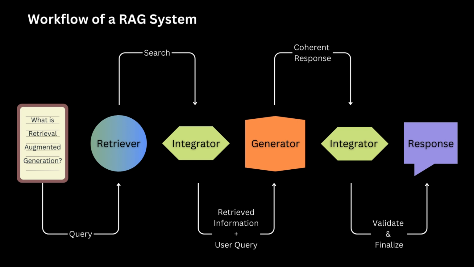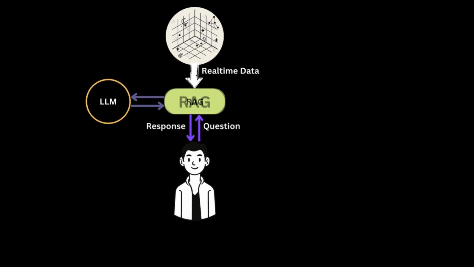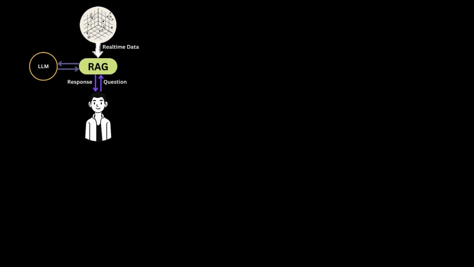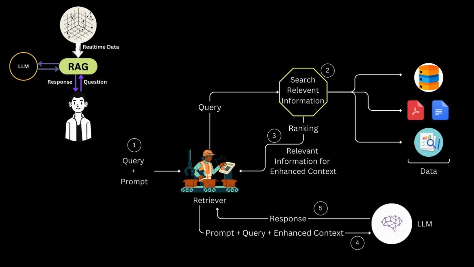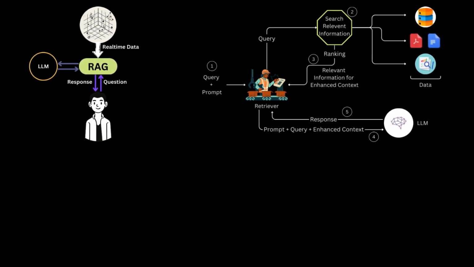This workflow ensures that the response generated by the RAG system is not only accurate and relevant, but also contextually rich and up-to-date, leveraging real-time information retrieval and advanced language generation capabilities. Congrats! Now you have an understanding of what is Retrieval Augmented Generation, its fundamental concepts, information retrieval and natural language generation, and the architecture of a RAG.